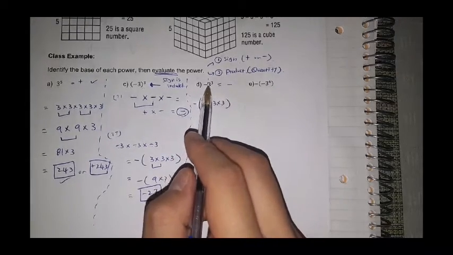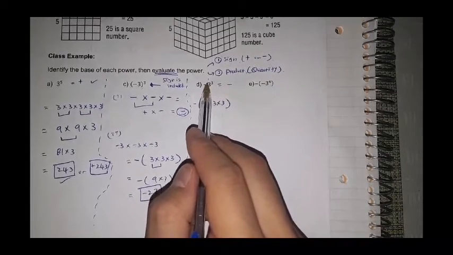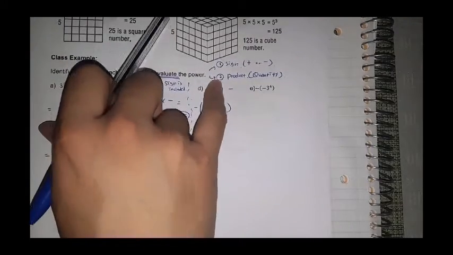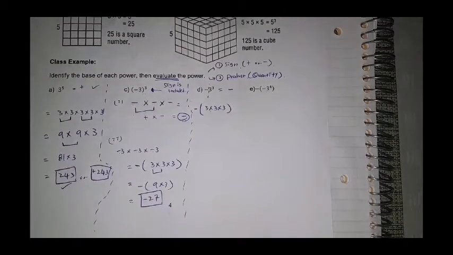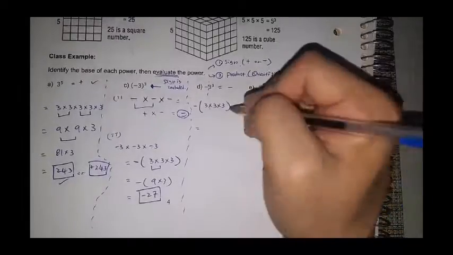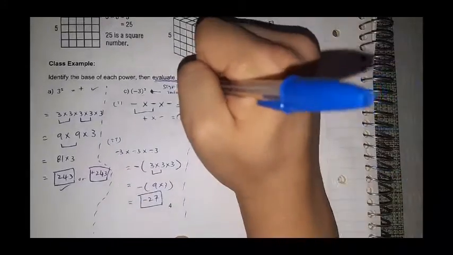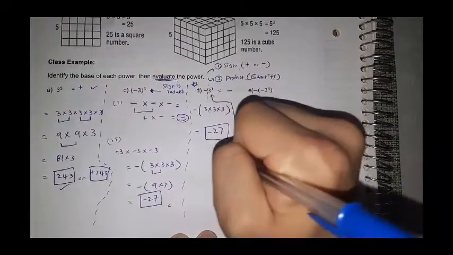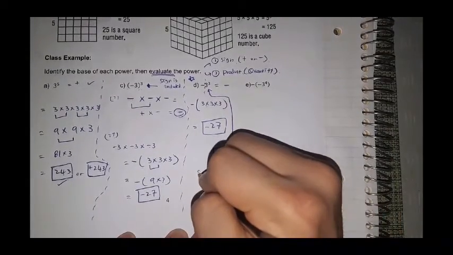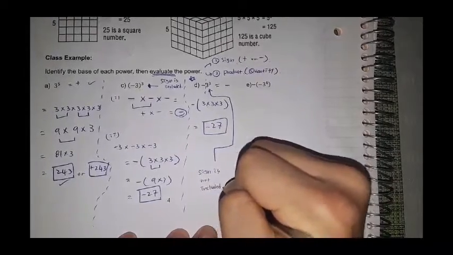What I mean by that is, even with -3 to the power of 4, only the quantity 3 is affected by the exponent, not the sign. These two are separated. Have that in your mind. After that, 3 times 3 is 9, 9 times 3 is 27, so you will get the same answer. This is a tricky situation because in example D, the sign is not included.